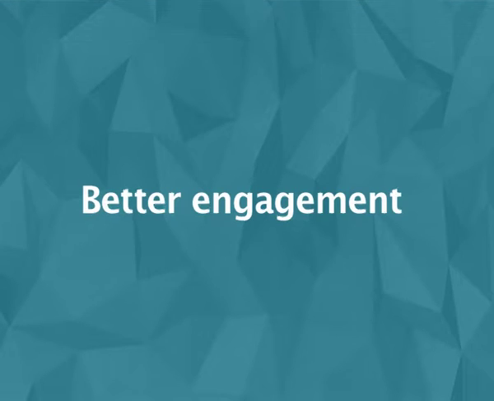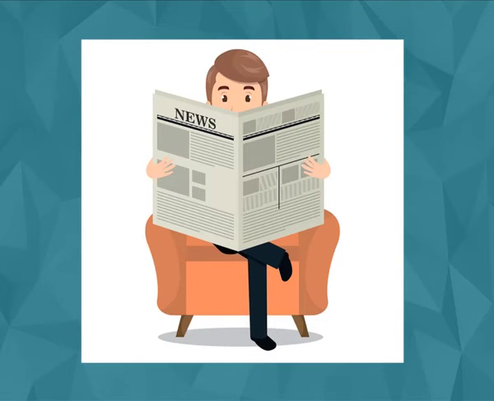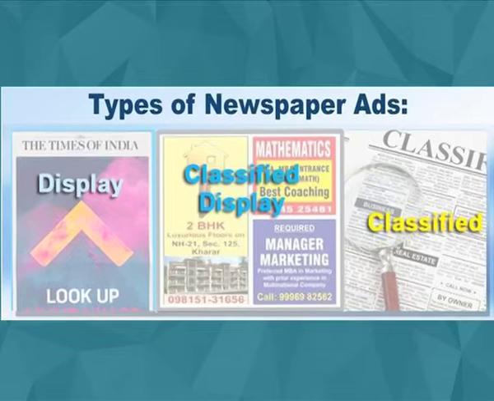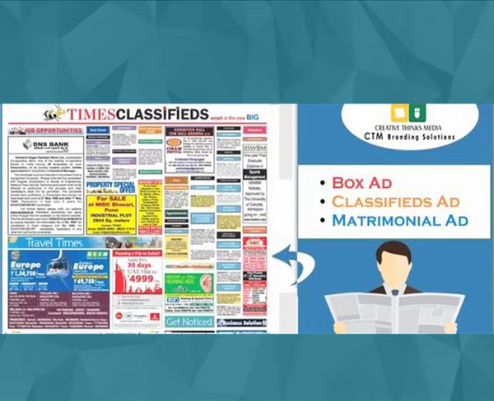Better engagement. The majority of newspaper readers are more engaged with the newspaper than with other media. Compared to the news appearing in social media or other mediums, they give more value to a newspaper. Thus, placing an advertisement in a newspaper will get more attention from the readers. Affordable and flexible. If cost per thousand readers is calculated, you will find that placing an advertisement in a newspaper is much more affordable than any other media. As there are many kinds of newspaper advertisements, advertisers have many options to choose from.